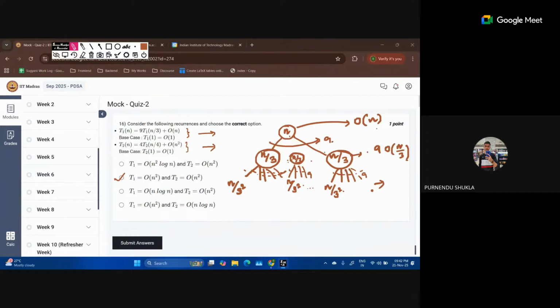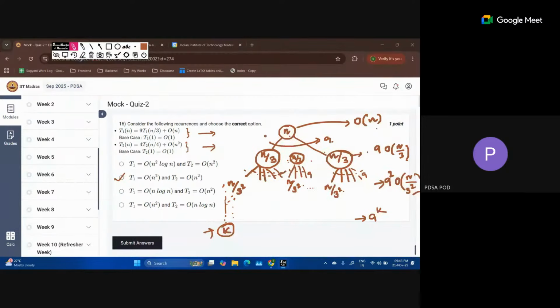Not 9, but 9 times 9, because each of the 9 is getting divided into 9. So we have 9 square, order of n by 3 square. If we further break it and go k times, at the kth level we will have 9 to the power k times. We are performing this k times.